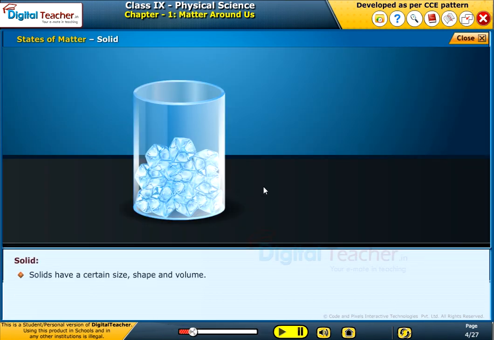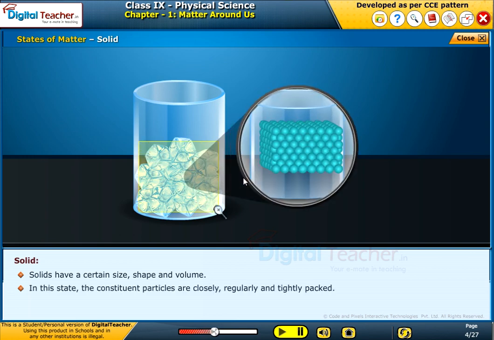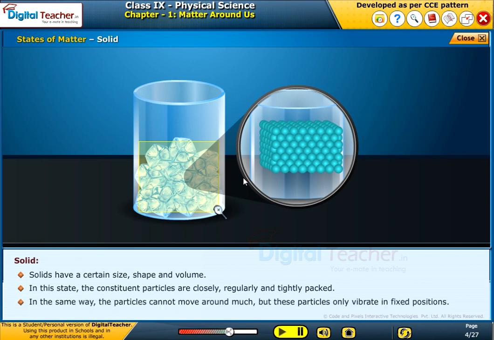Solids have a certain size, shape, and volume. In this state, the constituent particles are closely, regularly, and tightly packed. In the same way, the particles cannot move around much, but these particles only vibrate in fixed positions.